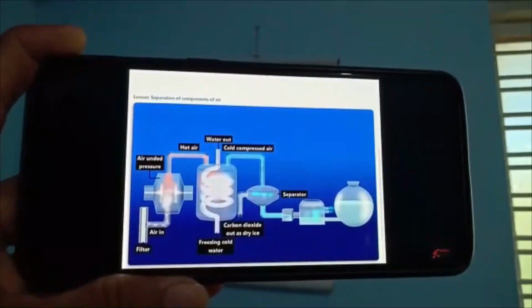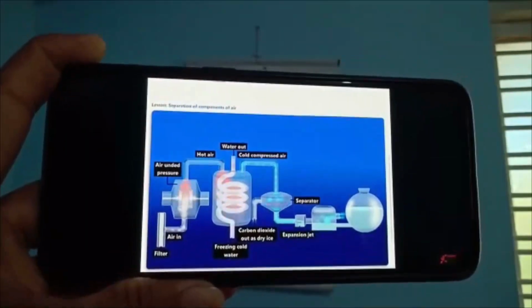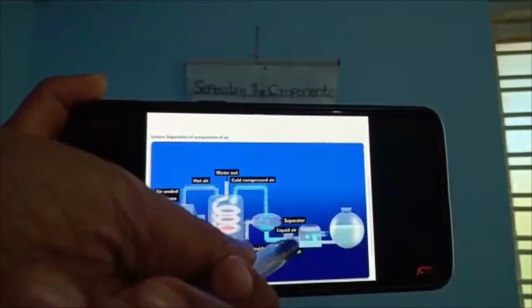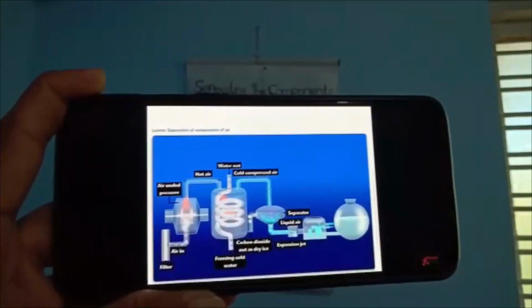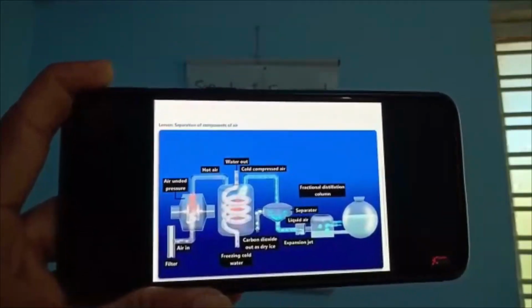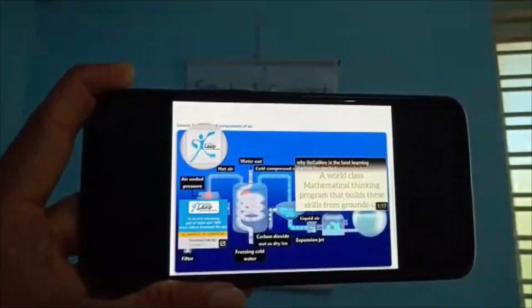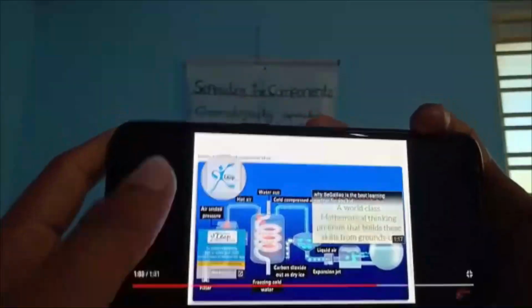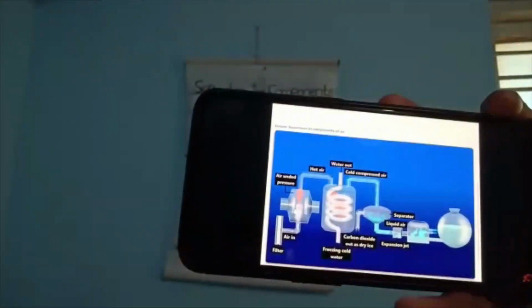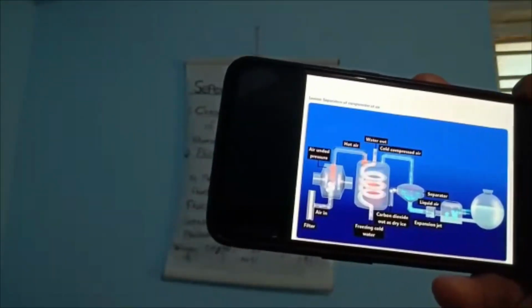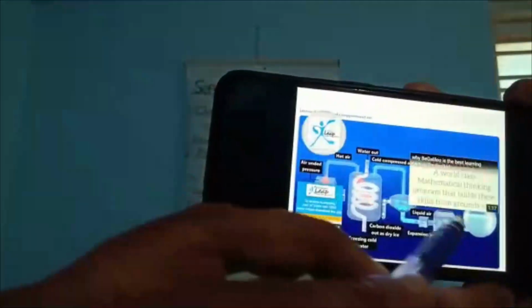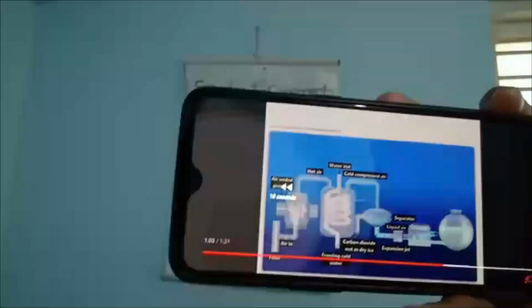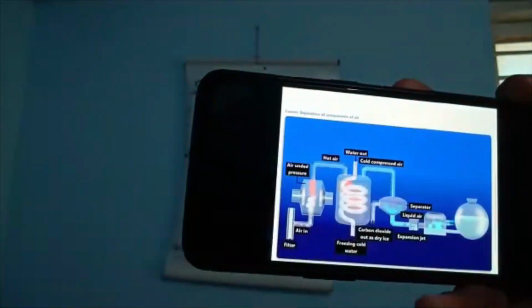Then the pressurized gas goes to the expansion jet. See, directly it is going through this small thing. This is known as the expansion jet, and it liquefies. The gaseous vapors change to liquid. Then the liquid air slowly warms up in the fractionating column. This is known as the fractionating column, the second thing. In that fractionating column, it liquefies.